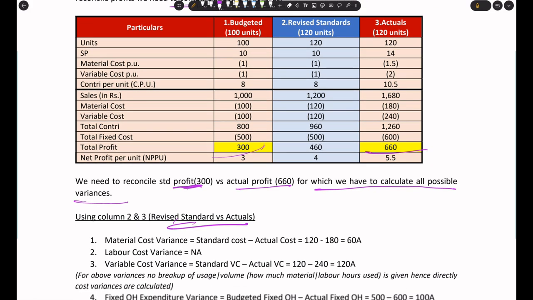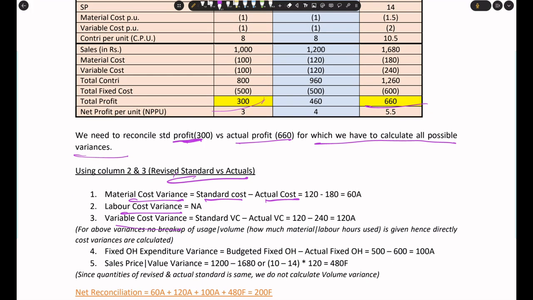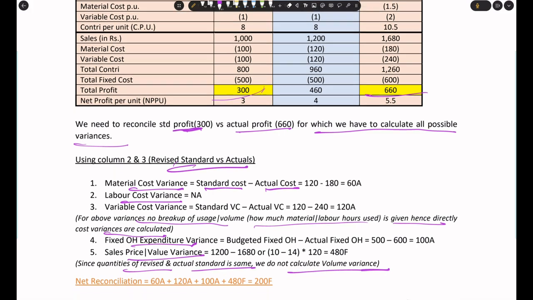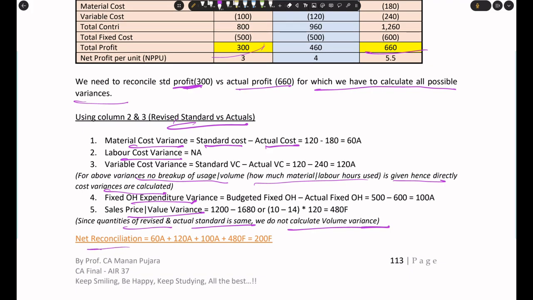The material cost variance is equal to standard cost minus actual cost; similarly for labor cost variance and variable cost variance. For the above variances there is no breakup of usage or volume, how much material or labor was used is not given, hence the cost variance is calculated directly. Fixed overhead is also calculated, then sales price is also calculated. Since the quantities of revised and actual are the same, we do not calculate the volume variance. Then net reconciliation is equal to 60 adverse plus 120 adverse plus 100 adverse plus 480 favorable, which is equal to 200 favorable. This is 60, 120, 100, 480.